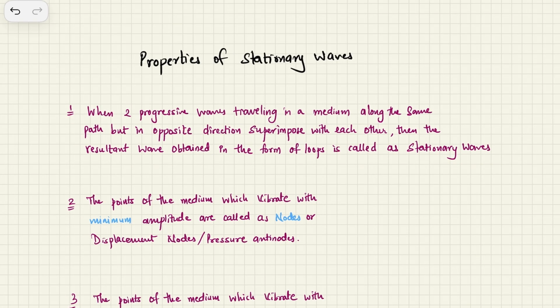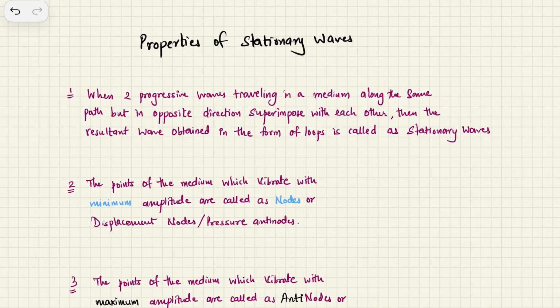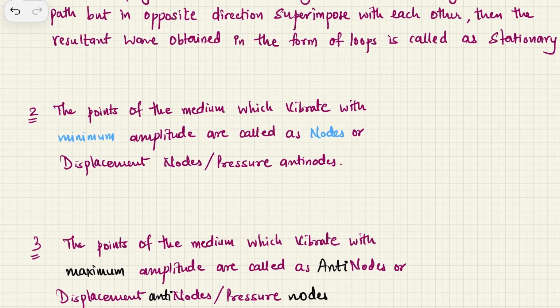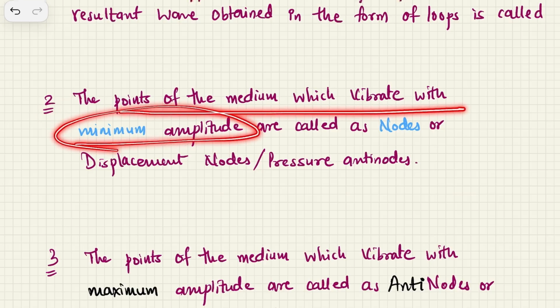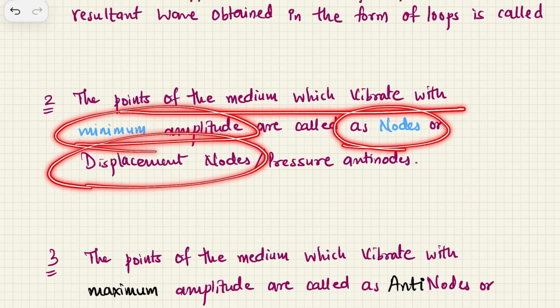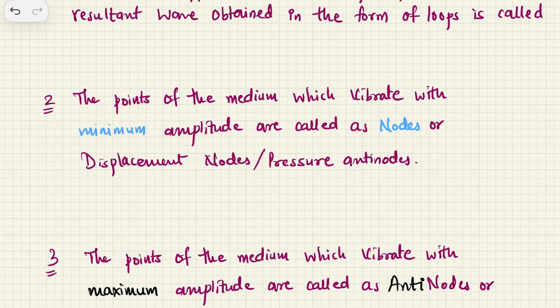If you want much more detail about this, then I would suggest you go back to the previous videos, where I have explained this in a very detailed manner. Then the second point you can add is the definition for nodes. So the properties of stationary wave topic is so simple that you just have to remember the definition of stationary wave, and the second point is the definition for nodes. So what are nodes? Basically the points which vibrate with minimum or zero amplitude are called nodes. They are also called displacement nodes, and they are also called pressure antinodes. This again I have discussed in previous videos.